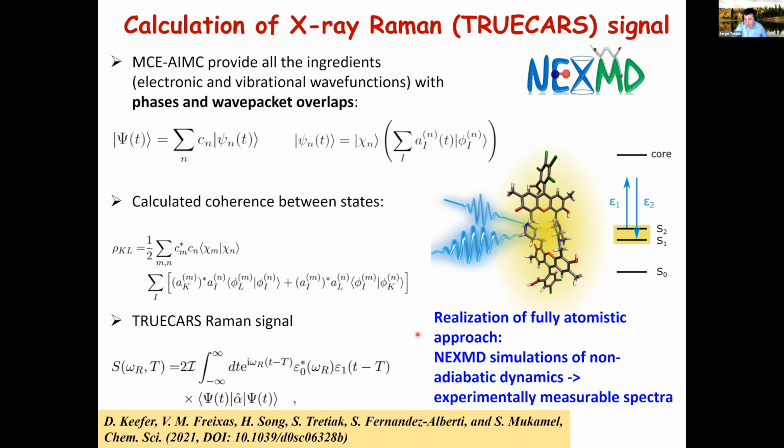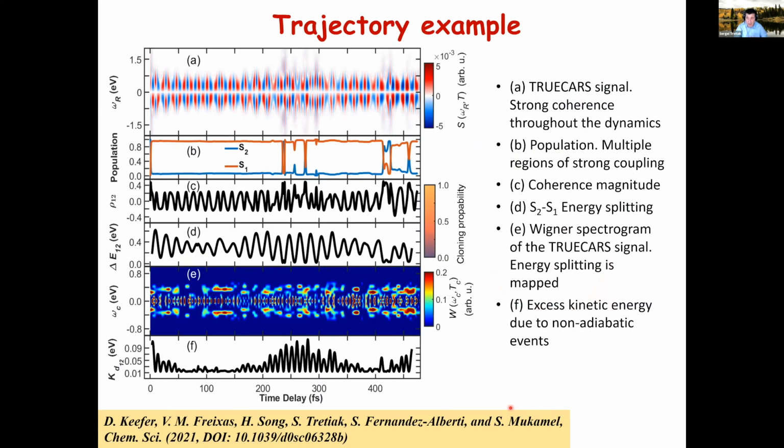So here we are realizing a full atomistic approach. We are starting from non-adiabatic dynamic simulation and going to the prototype of the experimentally measured spectrum. So what will we get? Let's take a look at the single trajectory example. Again, I'll show you the other trajectories later. So this one would be what is supposed to be a measured true car signal. And all those wiggles correspond to the coherences. This would be my populations.